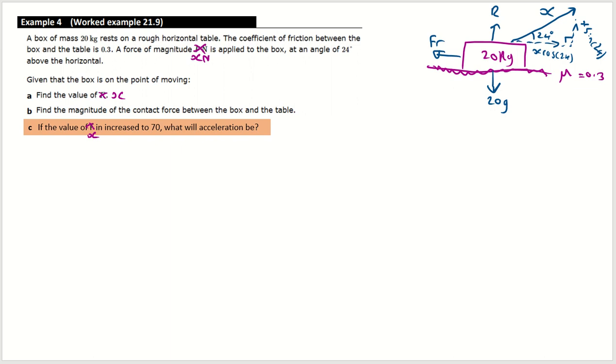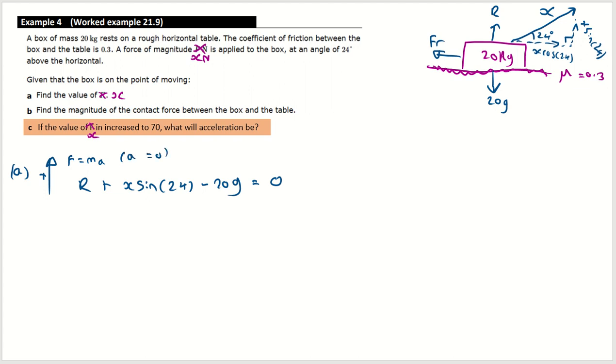So, first of all, it says the box is on the point of moving. So let's have a look at what's going on. First of all, the vertical forces. Again, I'm going to do this in F equals ma, because the object's not going to be accelerating in this direction, you could do forces up equal forces down. So I've got R plus the X sin 24, which is pulling up and reducing the contact force, take away 20G, that's going downwards. Because it's in equilibrium, that's equal to 20 times 0, or just 0.